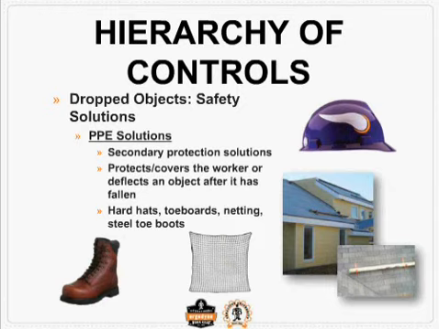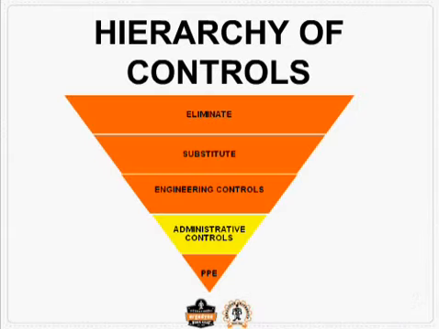Examples of PPE solutions in this conversation include common pieces of equipment like hard hats, steel-toed boots, but we also put in netting, toe boards, and things like that into this category because they don't prevent the item from falling. They simply catch it, deflect it, or cause less damage if it does fall. So the second category is administrative controls.